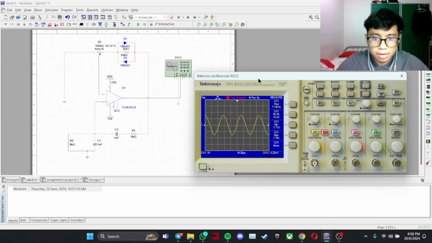So this is the output for the oscilloscope, and we got a frequency of 17.9k, which is almost the same as the specified resonant frequency of 20 kilohertz. The V peak to peak is 15.4 volts. So that is the result for oscillator 2.